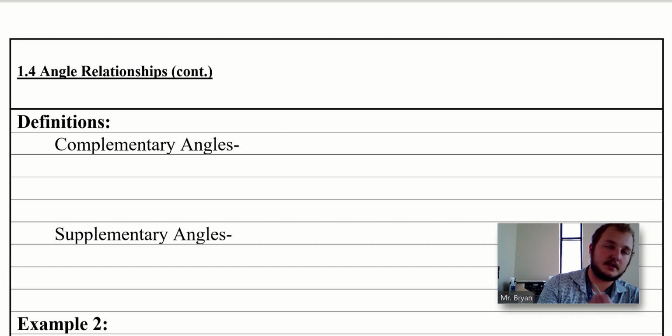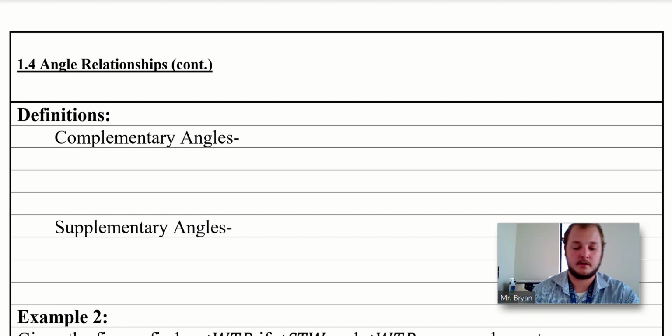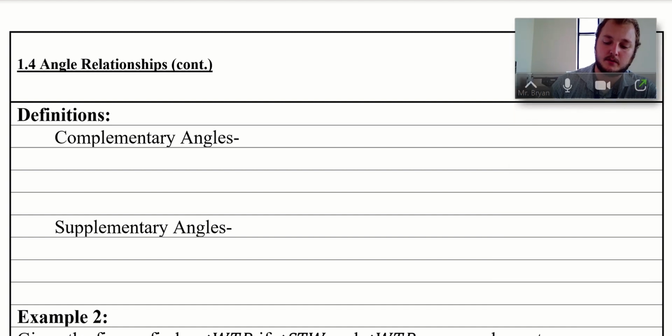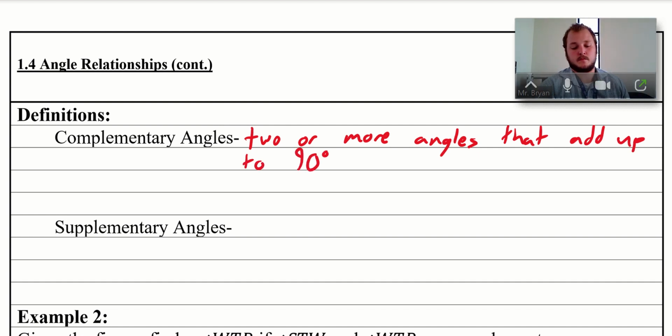Other things that we're going to need to use, and this will go a little bit quicker hopefully. A couple of definitions that we need to know. First one is going to be complementary angles. Complementary angles are just 2 or more angles that add up to 90 degrees. Okay, complementary angles are just 2 or more angles that add up to 90 degrees.